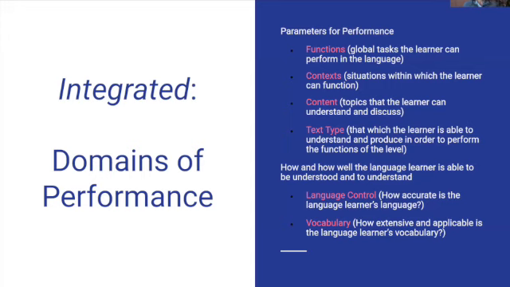And then the other domains are language control. That's how, do they make a lot of grammatical errors, or do they sometimes misinterpret things because of grammar, which is oftentimes the issue, but sometimes it's not knowing the subtle differences between synonyms. Those sorts of things have to do with language control. And then vocabulary has to do with the breadth of their vocabulary and how applicable it is to different situations. So how they're able to use and apply their vocabulary.